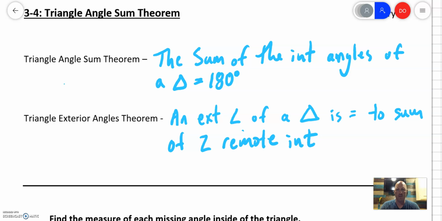Welcome back, everyone. This is Geometry, Unit 3, Section 3.4. We're going to talk about the triangle angle sum theorem. This is video 1 of 4.